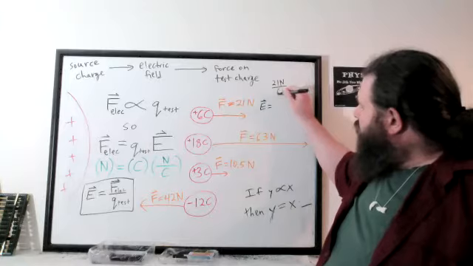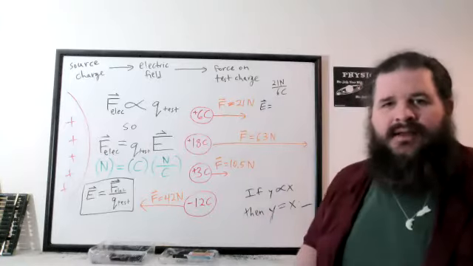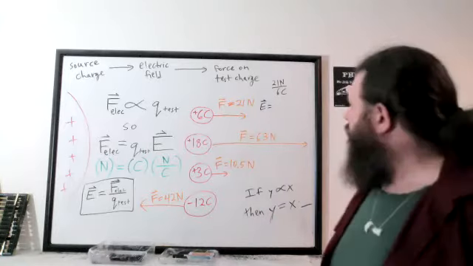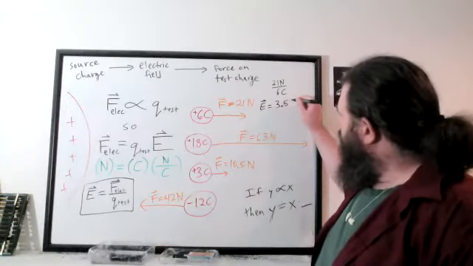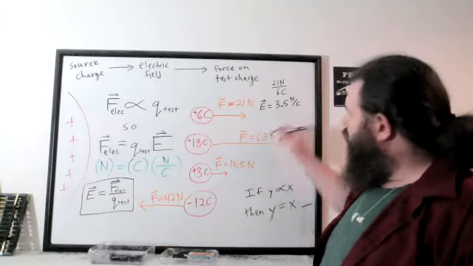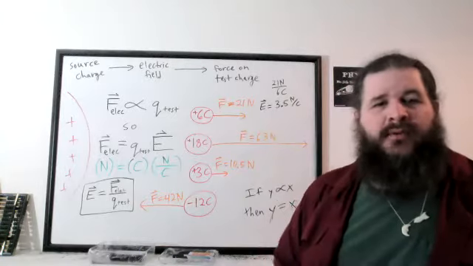Newtons divided by 6 coulombs. Yeah, 7/2 or 3.5. So we can say the electric field is 3.5 newtons per coulomb. Also, it's a vector quantity. What should the direction be here?